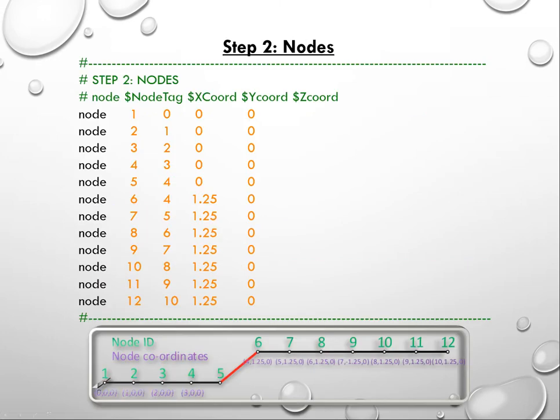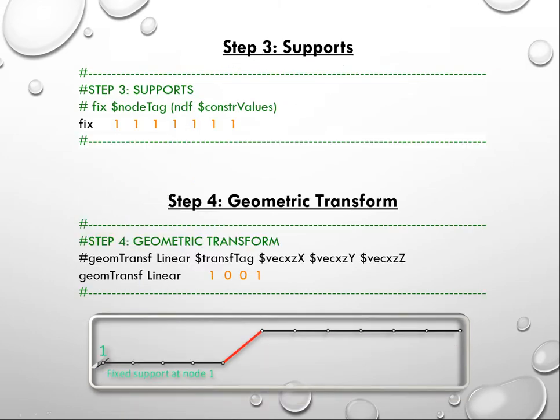Step 2, Nodes. This command is used to construct a node object. It assigns coordinates and masses, if needed, to the node object. The figure below shows the nodes and their coordinates. Step 3, Supports. Fix command is used to construct single-point homogeneous boundary constraints.